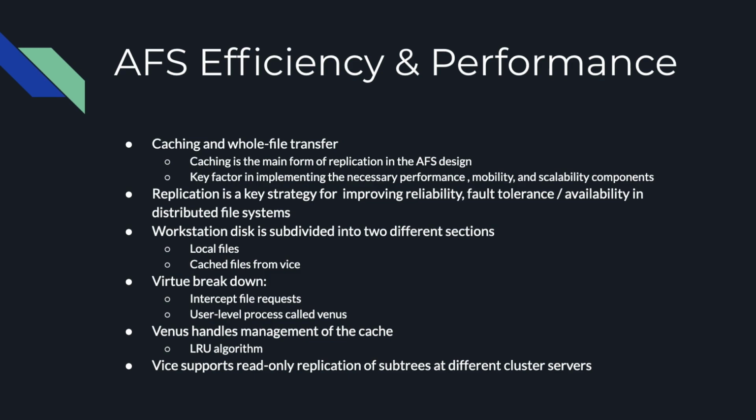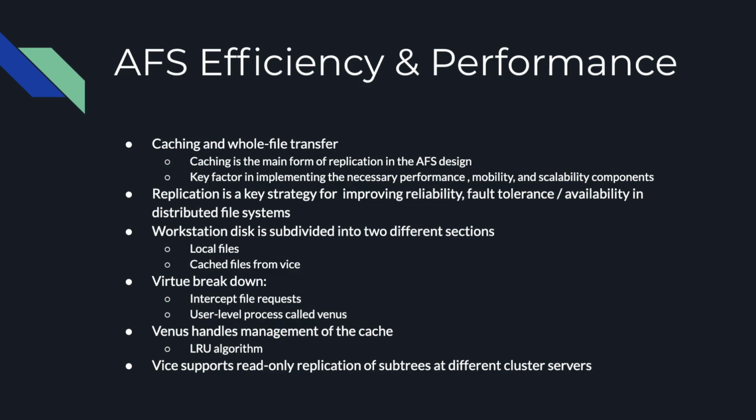Caching is the main form of replication in the AFS design. Replication is a key strategy for improving reliability, fault tolerance, and availability in distributed systems. Components in distributed systems can fail independently. Using a replication algorithm, AFS is able to make a file more available in the case of failure in the server.